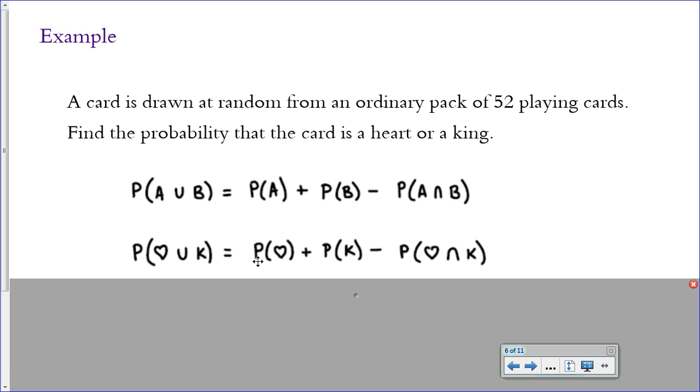So what's the probability of reaching in and pulling out a heart or a king? Well, it's going to be the probability of getting a heart plus the probability of getting a king. But that's going to double count the overlap region. You'll have to subtract the overlap region of heart with king.